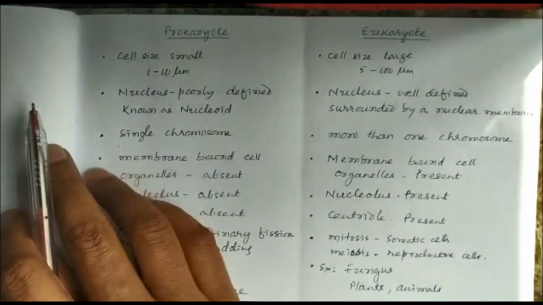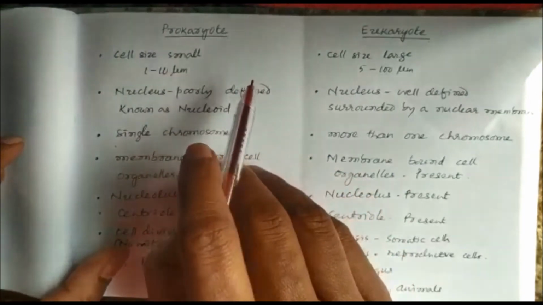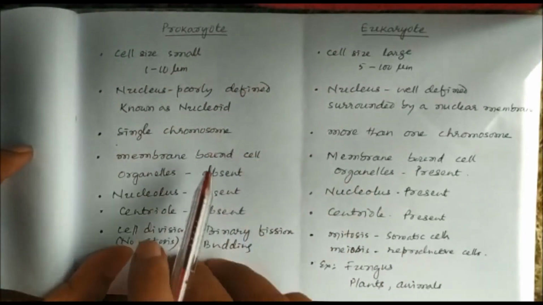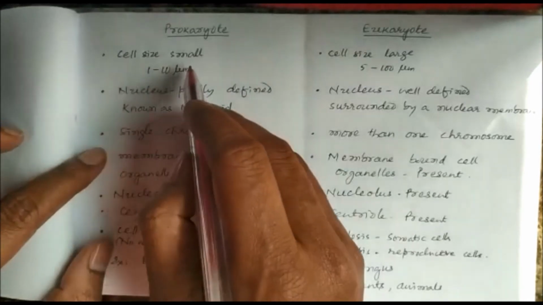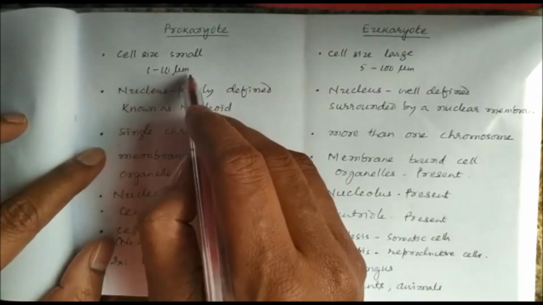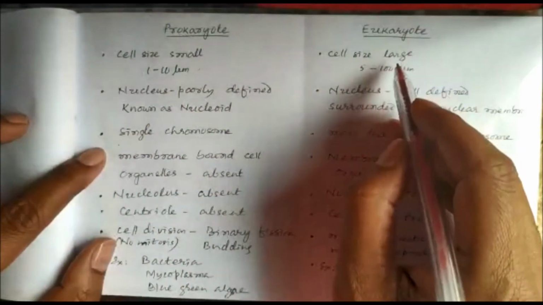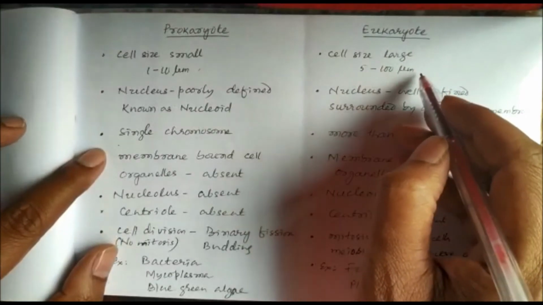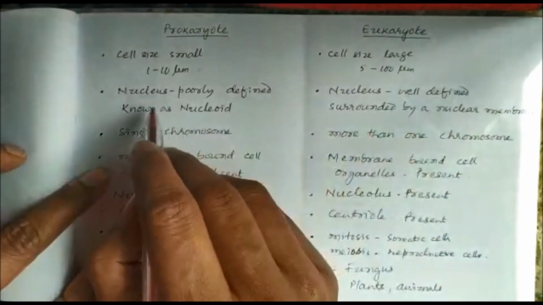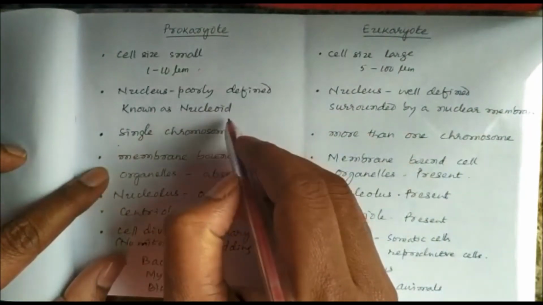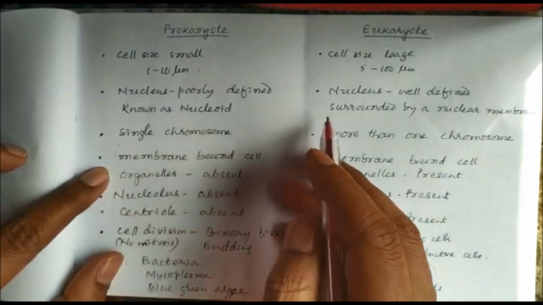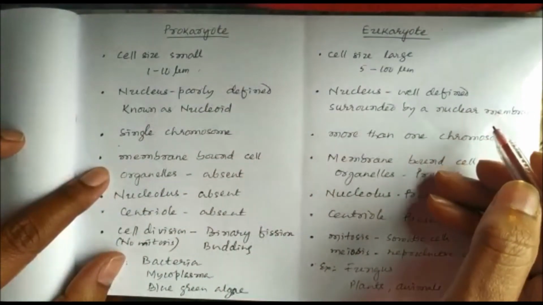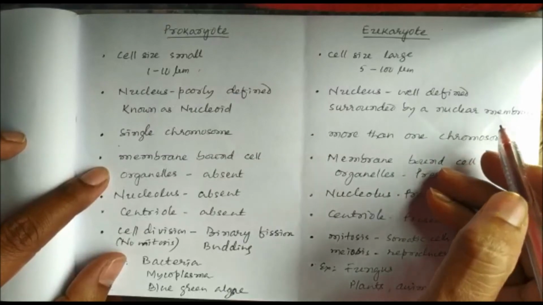So now, the difference between prokaryote and eukaryote. In prokaryotes the cell size is small, 1 to 10 micrometer, whereas in eukaryotes the cell size is large, 5 to 100 micrometer. The nucleus is poorly defined, known as nucleoid, whereas in eukaryotes the nucleus is well defined, surrounded by a nuclear membrane.